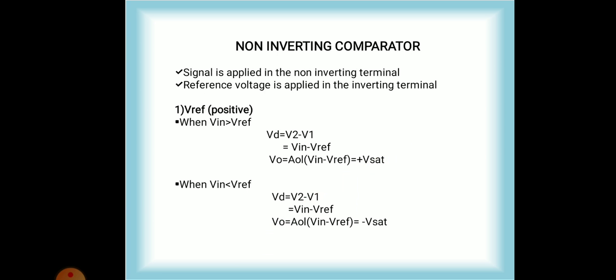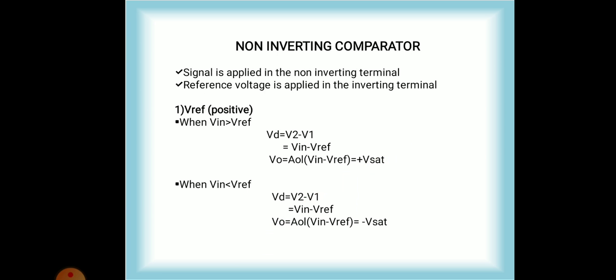The signal voltage is applied in the non-inverting terminal. Therefore, the comparator is called non-inverting comparator. The reference voltage is applied in the inverting terminal. The reference voltage can be either positive or negative. For open loop configuration, the output voltage V0 will be equal to the product of open loop gain AOL and differential voltage VD. Differential voltage VD is the difference between the voltage applied at the non-inverting terminal and the voltage applied at the inverting terminal. VD is equal to Vin minus Vreference.